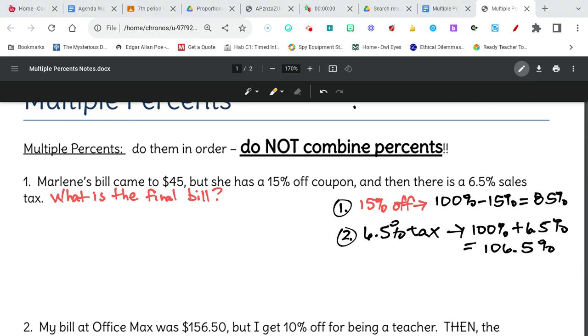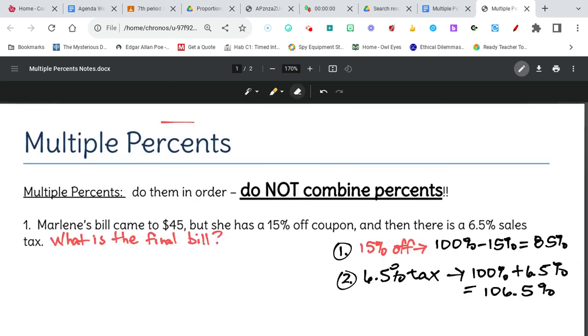All right, so for this video, and this is the last one in this unit, we're going to talk about multiple percents. So multiple percent problems are just word problems or real life scenarios where more than 1% is involved.